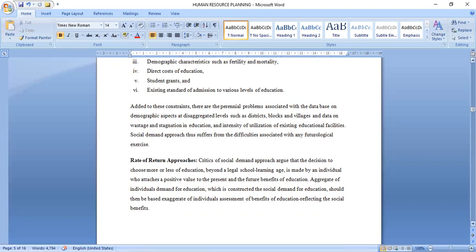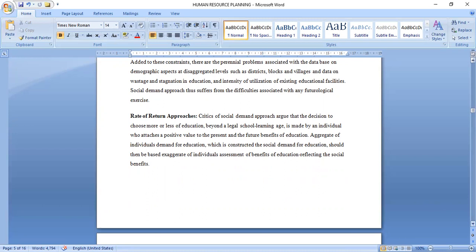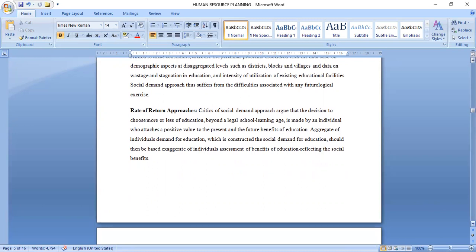That was the social demand approach of education planning. Then we also have another approach of education planning, which is the rate of return approach. Now, the rate of return approach comes from the critics of the social demand approach that we have looked at. They say that no, we should look at the rate.